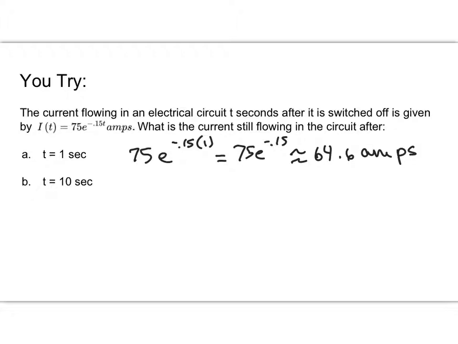All right, and then after 10 seconds, negative 0.15 times 10 means I'm going to move the decimal one place, so I get negative 1.5, which ends up being about 16.7.